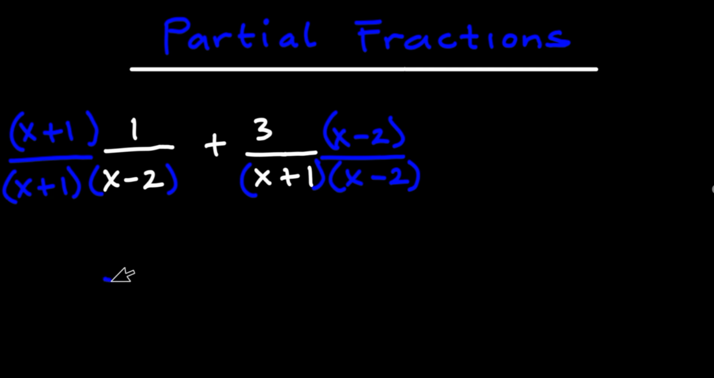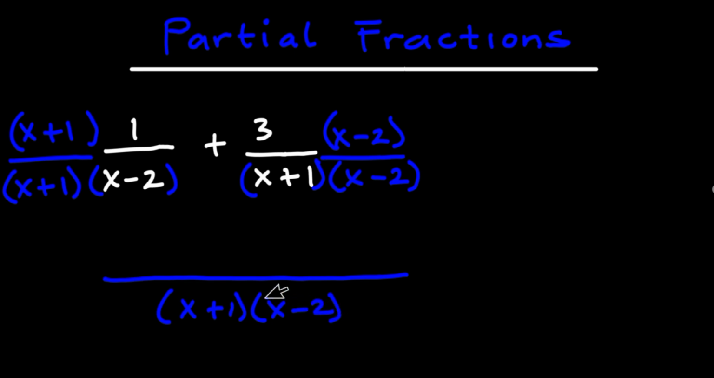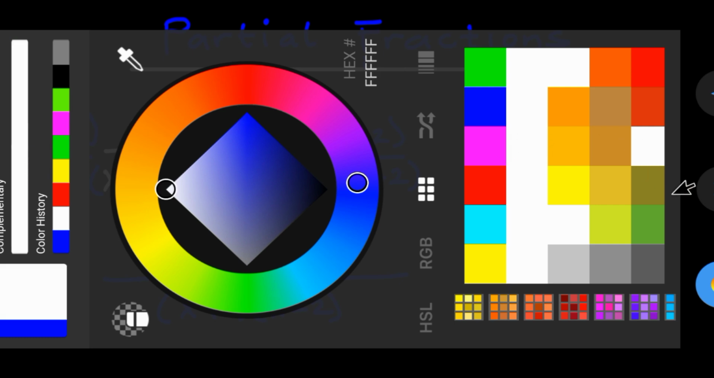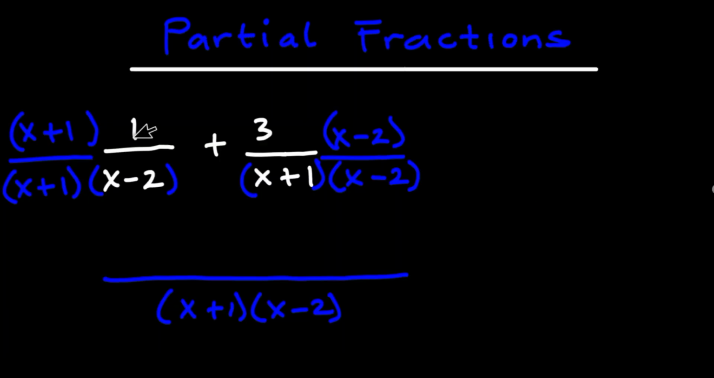So I'm going to write one of the denominators as the LCM. That is going to be x plus 1 times x minus 2, and this time we can combine the numerators. So on the numerator side, I'm going to distribute what we have right here. So 1 times x plus 1 gives me x plus 1. Then plus, this plus is coming from this right here, 3 times x gives me 3x. Then 3 times negative 2 gives me negative 6.